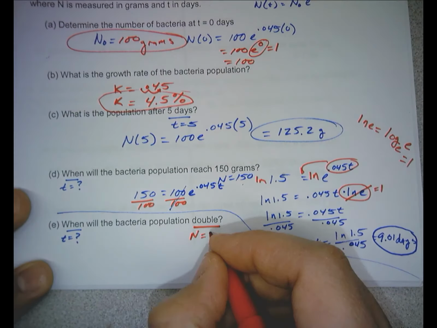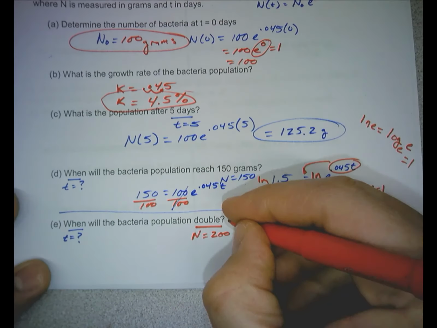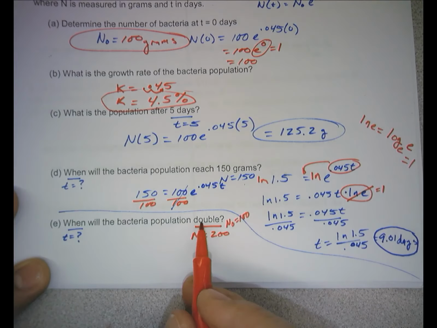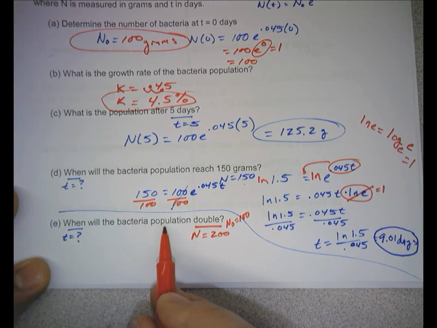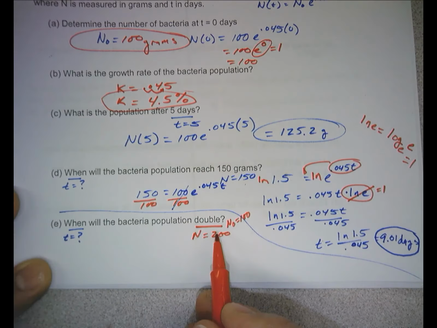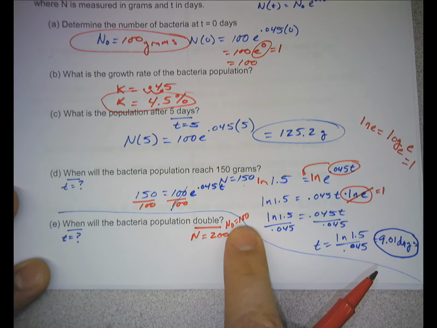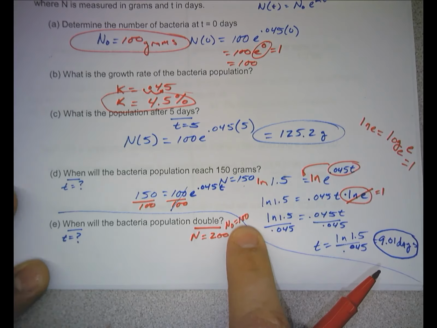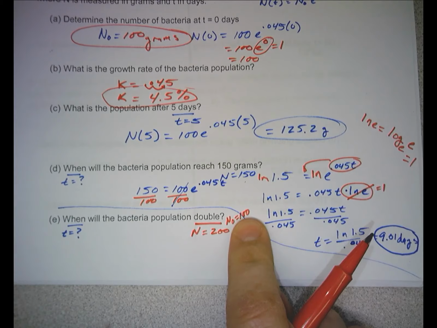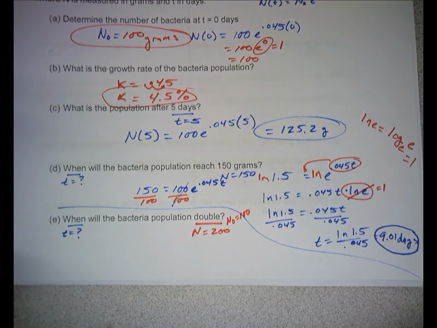So if it says double, I've got to know that's 200. So again, I know N sub 0 is a hundo, so I double it. If it said triple, when will the bacteria population triple, then N would be 300. If it said quadruple, then it would be 400. But it's based on what N sub 0 is. So whatever N sub 0 is, double it, triple it, quadruple it, what have you. If that's just 50, double would be 100. Hopefully that makes sense.